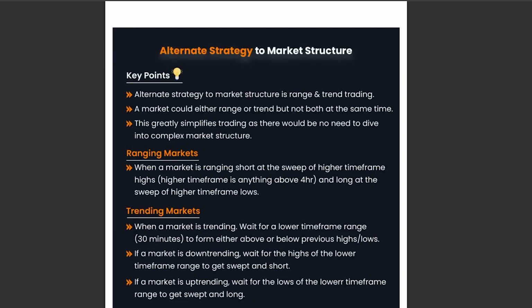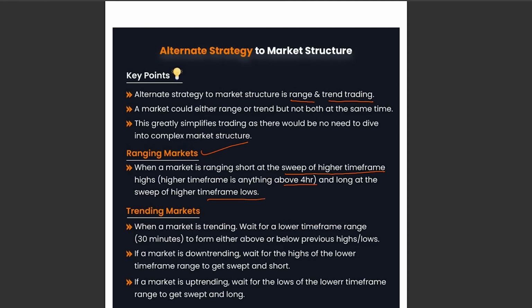Now an alternate way to market structure is the range and trend trading strategy, which I learned from Trader SZ. Markets are usually either trending or ranging. It can't be both at the same time. When the markets are ranging, you can short the market at the sweep of the highs at the 4-hour and long the market at the sweep of the lows of the 4-hour.